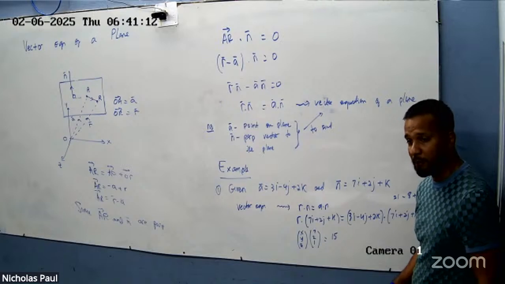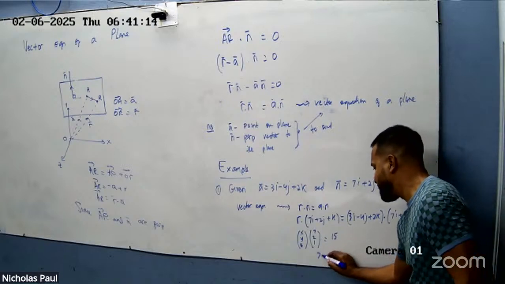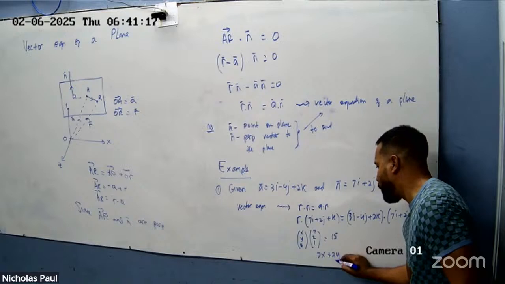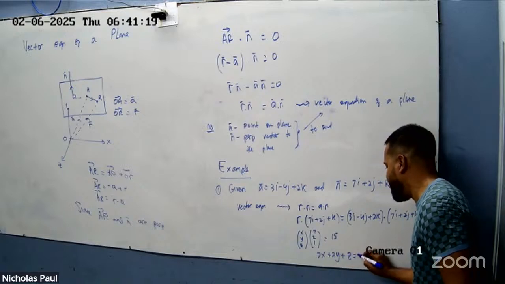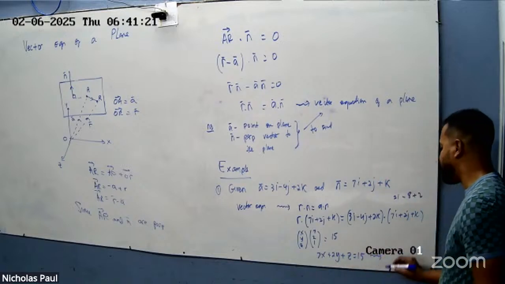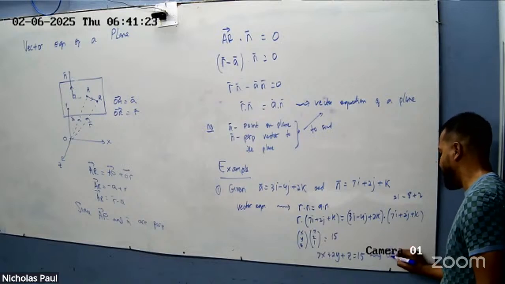You're okay with that? So the last part is this: 7x plus 2y plus z is equal to 15. That is called the Cartesian equation.